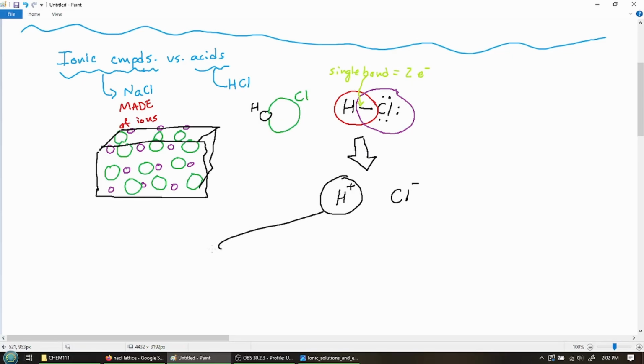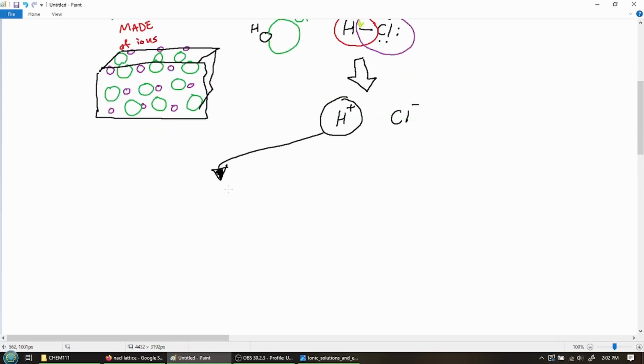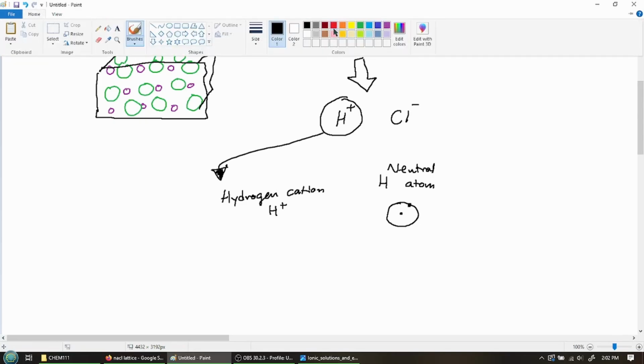But let's zoom in on that for a second here. Let's add some context. This one right here would be a hydrogen cation. But let's take a second and look at a neutral H atom. Most hydrogen only has a single proton, 0 neutrons, and a single electron floating around it. Let me label these things.